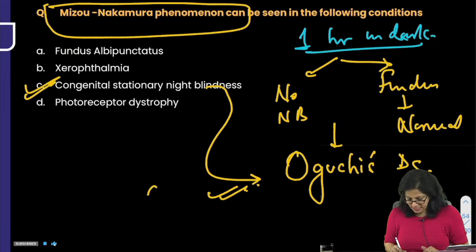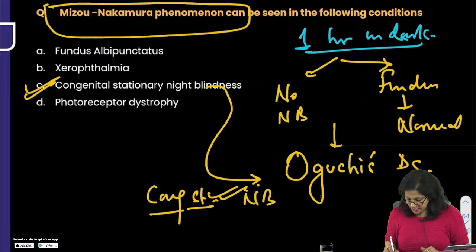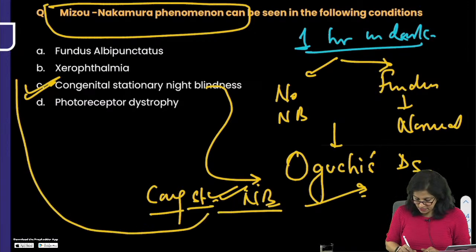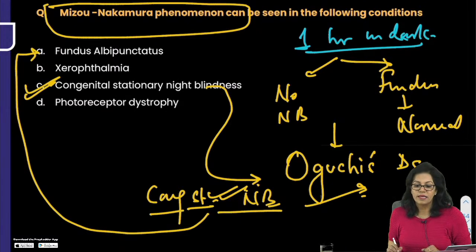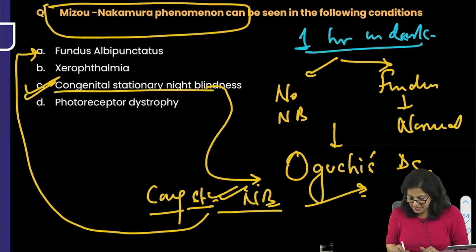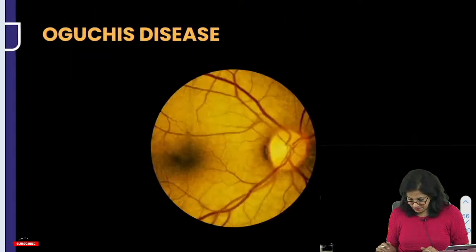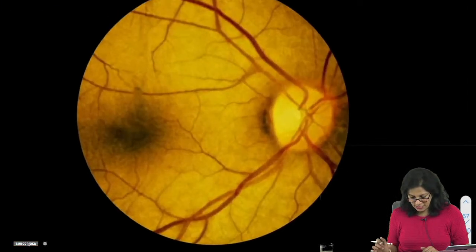It's a type of congenital stationary, means it will not progress, night blindness. One is Oguchi's disease, the second type is the one which is written here, that is fundus albipunctatus. These are all types of congenital stationary night blindness. So if you look here, this is Oguchi's disease, where the fundus is very pale.